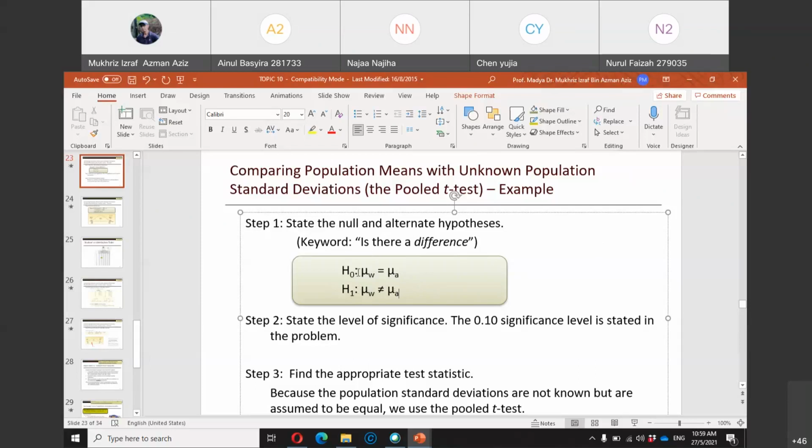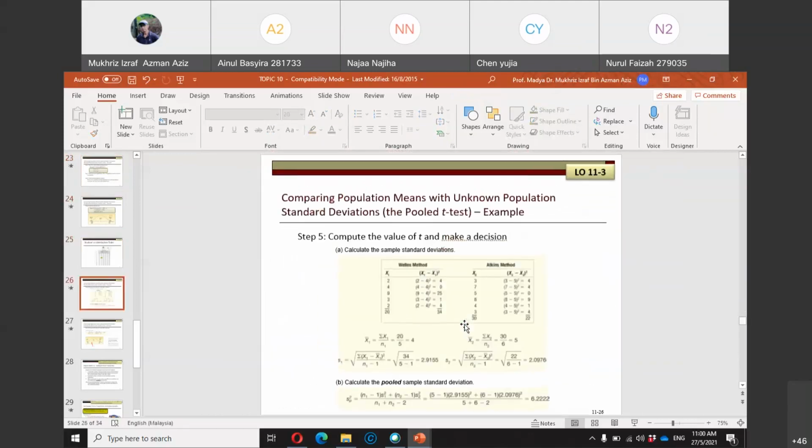If you reject, means there is a difference. Because H1 means the mean of Wallis is not equal to the mean of Atkins. But because we cannot reject, means we cannot say that there is a difference. If you reject, means there is a difference. So in part number 3, because we cannot reject H0, we conclude that there is no difference between the mean time of Wallis and the mean time of Atkins. So that is using the pooled t-test.